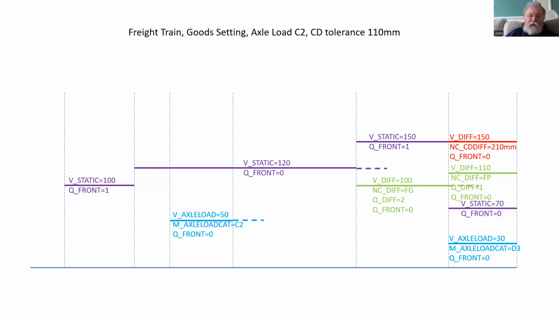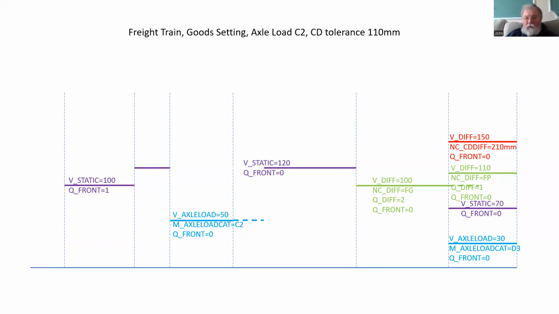Moving on to the next part, we can see that we have an axle load restriction, and since the train is of axle load category C2, then we need to apply that restriction. As we move across towards the right, we can see that we have got a section where it is applicable to a freight in goods setting. And since that speed is lower than all the other speeds, that one is going to be applied in the penultimate section. And that will continue on unless there is a more restrictive speed.